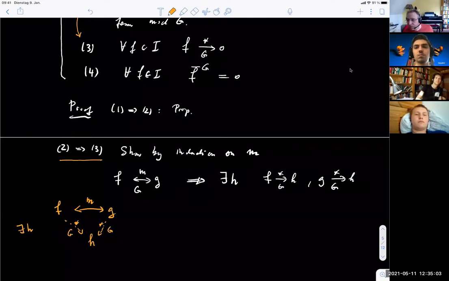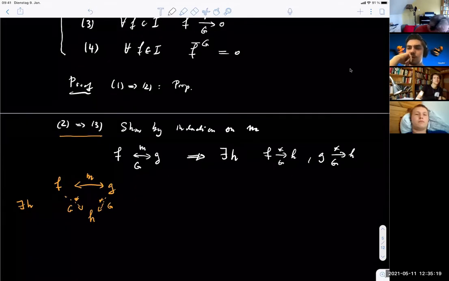Okay, so if 2 elements are equivalent, they have a common reduction. That's what it means. And I'm going to prove it by induction on M. The induction start is trivial. So let's assume M greater than 0.